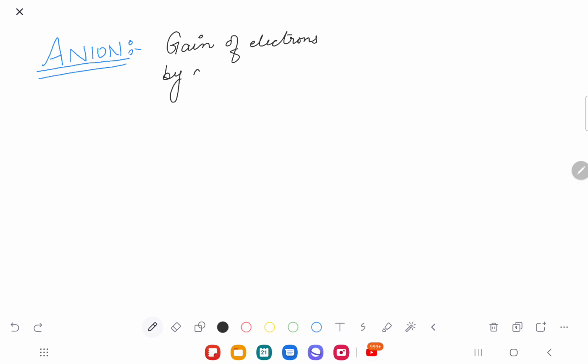Next we have the anion. Okay, I'm coming to this concept, Mark. It's a very, very important concept. Just please be with me. Anions are what? Anions are formed by the gain of electrons, Mark. Okay. So gain of electrons by an atom forms anions.